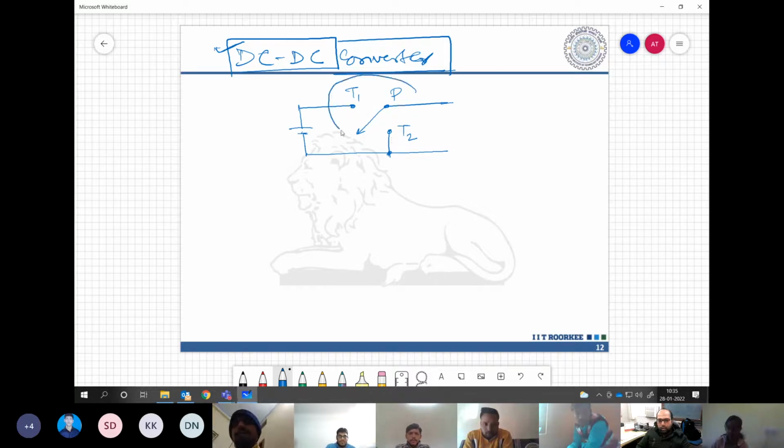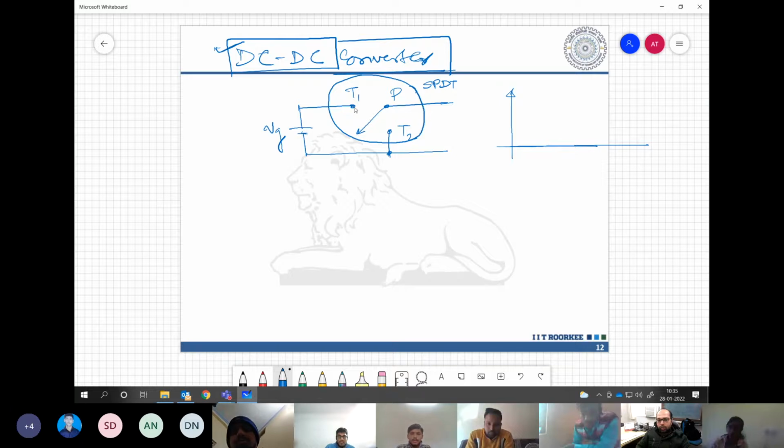Now what is this single pole double throw switch doing? Giving the input for some time and then stopping. So basically it is connecting to either throw T1 or throw T2. And in effect, at the pole voltage we have a voltage profile like this. You understand my point?